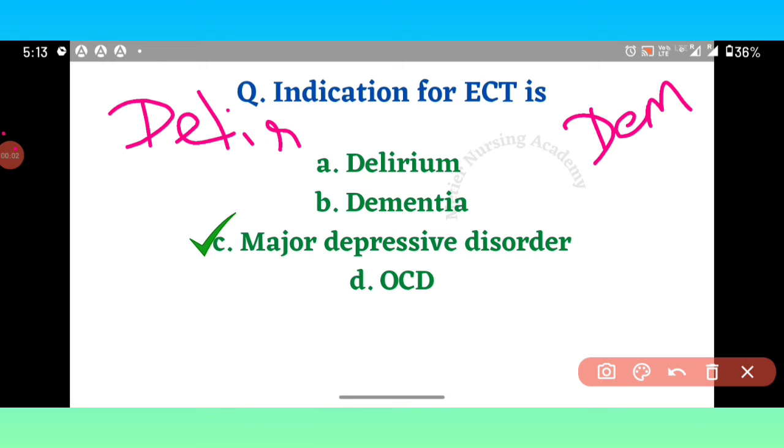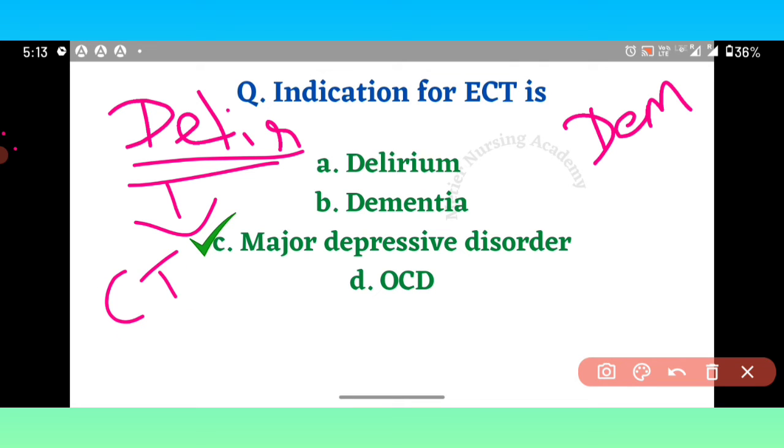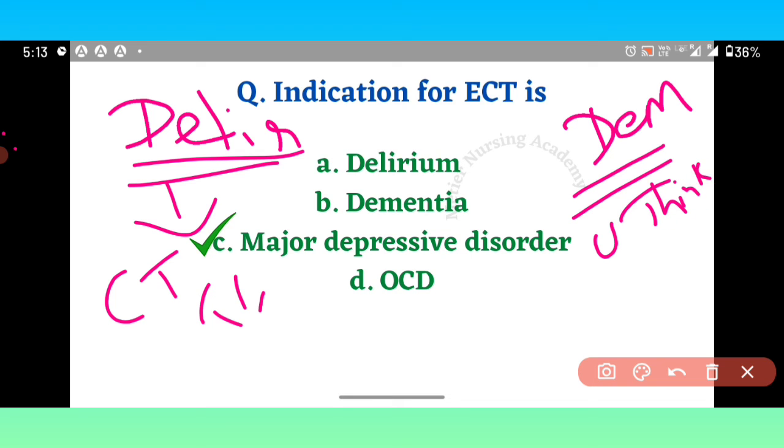See, in delirium, disturbance in mental abilities will be there. What are all those mental abilities? Confused thinking will be there, and also decreased awareness towards the environment. Whereas in dementia, unclear thinking will be there, followed by very poor memory. Poor memory will be there.